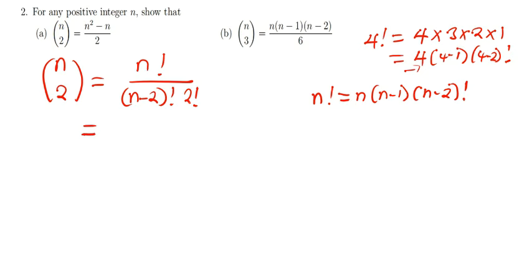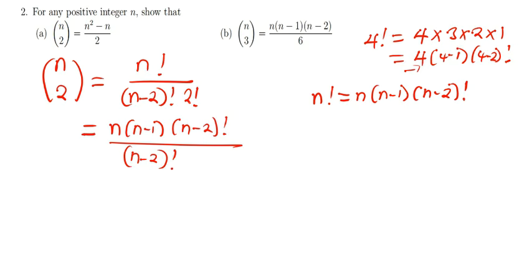So that goes like this. n minus 1, n minus 2 factorial. I divide it by n minus 2 factorial. 2 factorial is basically 2. Now the n minus 2 factorial can cancel. Now I have got n minus 1 on top divided by 2.